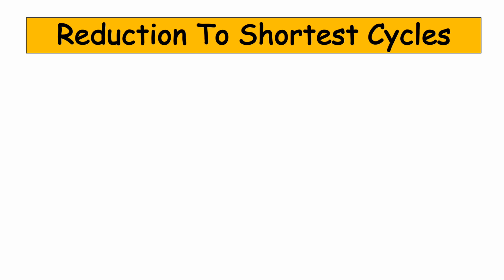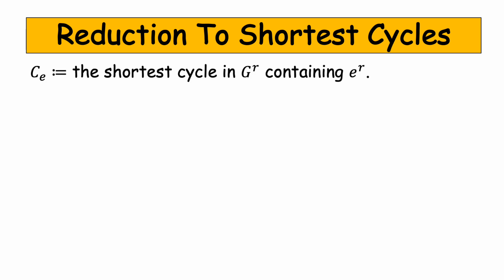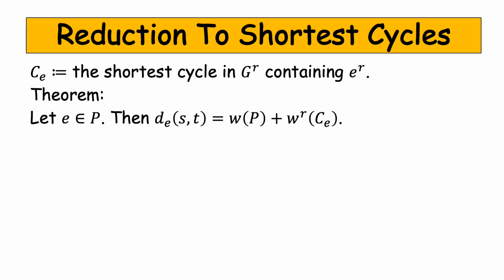Okay, so this slide summarizes everything we did so far. We denote by CE the shortest cycle in GR containing ER. And the following theorem states that for every edge E in the path P, the distance from S to T in the graph G minus E is equal to the weight of the path P plus the weight of the cycle CE. And we denote it by WR because we are talking about the graph GR.